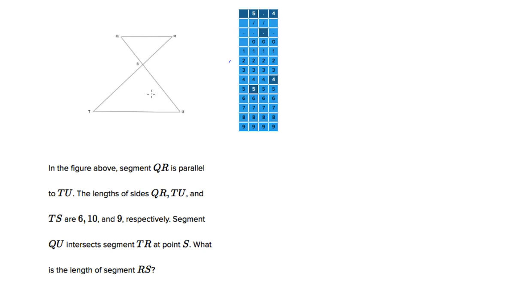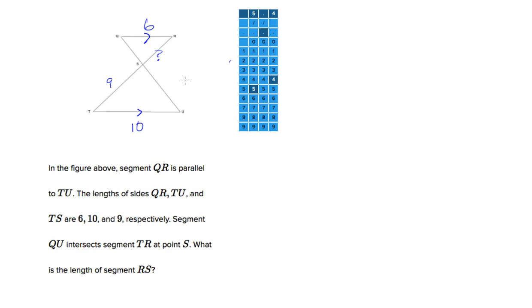So we're given this figure above where we're told that segment QR is parallel to TU. And the lengths of QR, TU, and TS are 6, 10, and 9. Then we're told that segment QU intersects segment TR at point S, so they're just intersecting here. We're asked to find the length of segment RS. So we're trying to figure out the length of this.